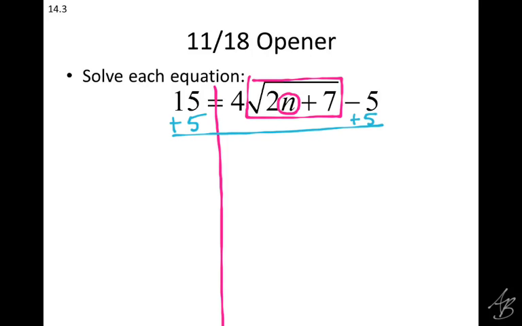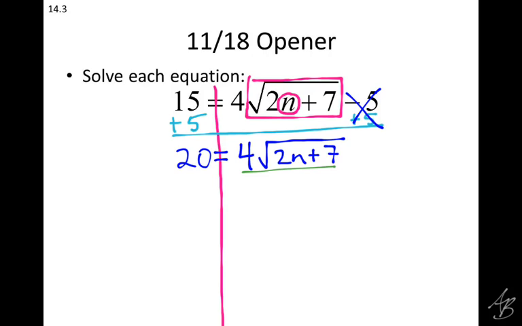All right, so we add 5 on both sides. On the right side, the 5's cancel and everything else comes down, right? Yes. So we got 4 square root of 2n plus 7. And on the left side, we get 20. Okay, so we got rid of the 5. We still need to get rid of the 4. And so how are we going to do that? Divide by 4 on both sides.